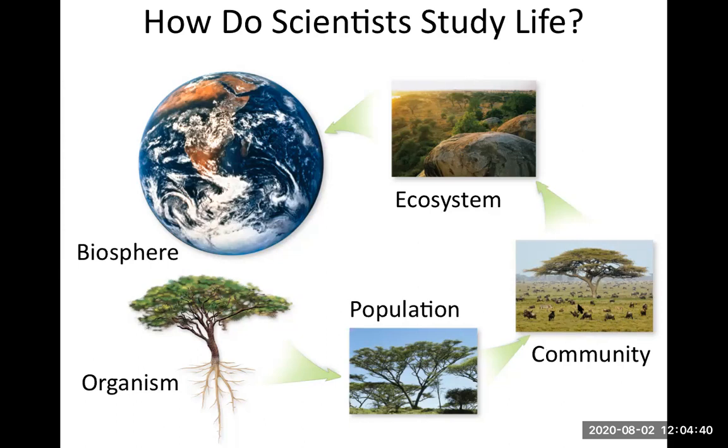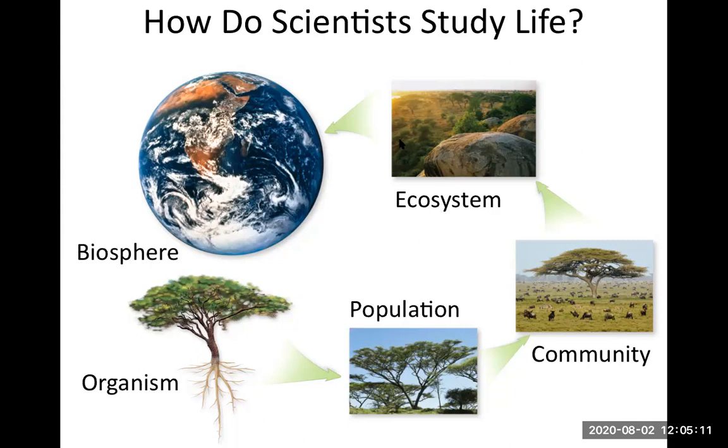a community. If you start to incorporate non-living components like this rock or the sunlight or the oxygen or the temperature or how much rainfall this area gets, then you're looking at the ecosystem. So population is just one type of species. Community is more than one species, but everyone is still living. And an ecosystem is the living and the non-living things together.